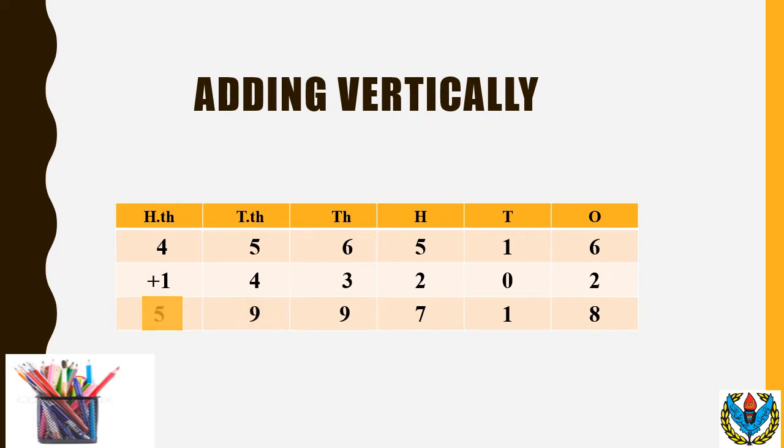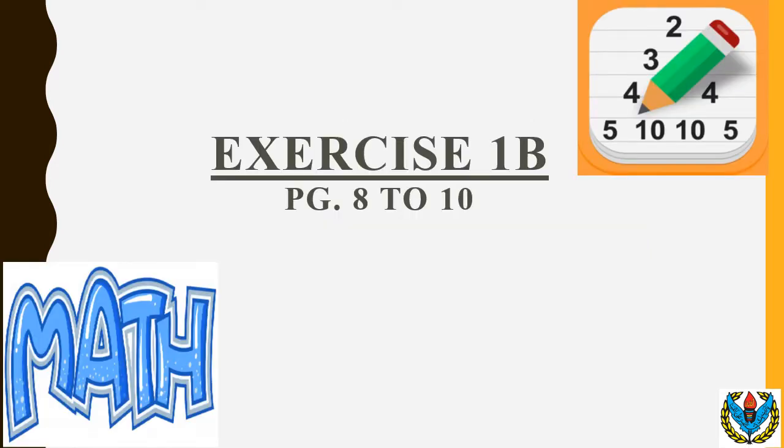In the last there is the place 100,000s. Here the numbers are 4 and 1. By adding them, we will get 5. So our total answer is 599,718. Now we will start exercise 1B from page 8 to 10.